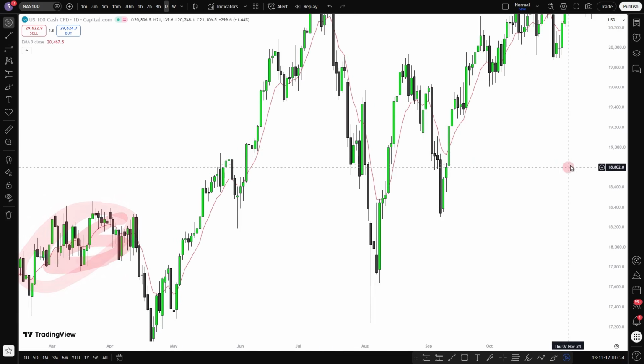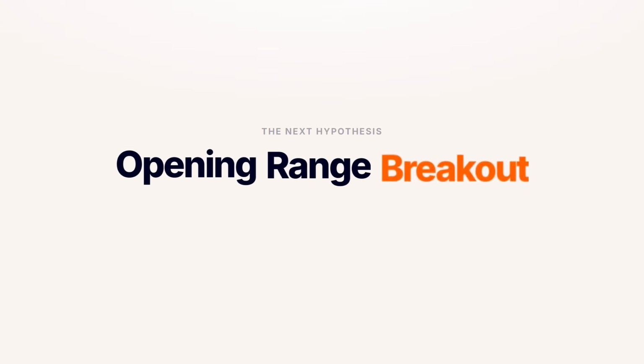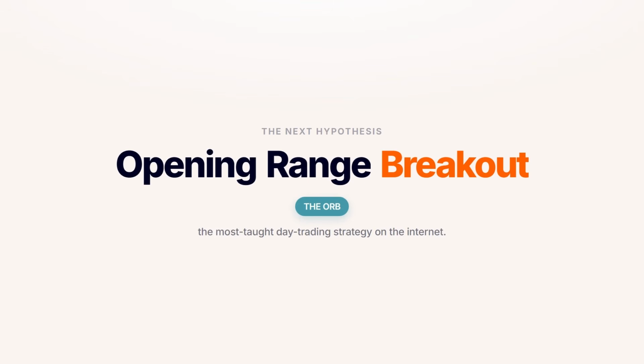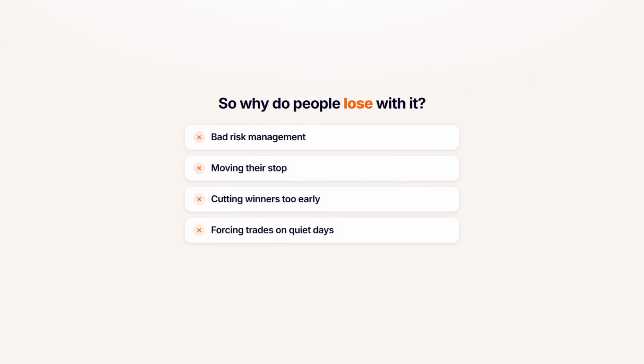But this strategy has a wide stop loss to sit through the chop. It is the opening range breakout. You have definitely heard of it. It is probably the single most taught day trading strategy on the internet. Okay, a lot of people trade it manually and lose due to bad risk management, moving their stop, cutting winners too early, which is basically the whole edge, is letting the winners go to full TP, and forcing trades and taking bad trades in between, because this strategy doesn't fire every single day. Okay, when you add a couple of conditions to it, that's why it looks useless.